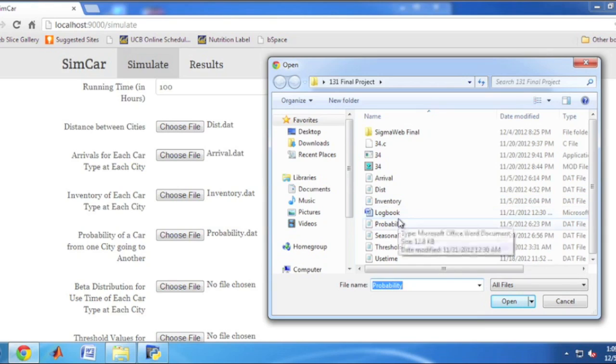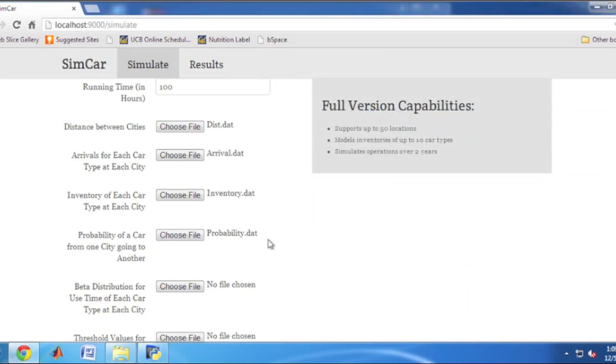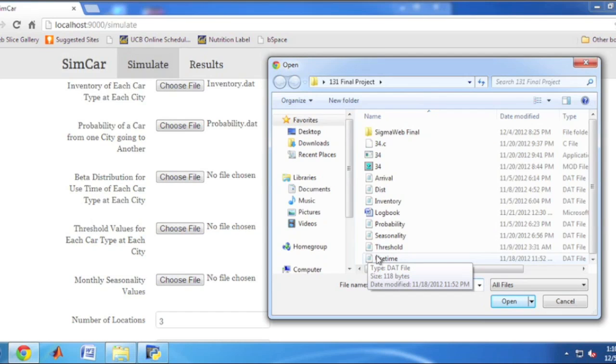Next, we input a transition matrix that displays the probability of a car being picked up at location I either returning back to location I or going on to a different location J. The use time is decided on the distance between two cities divided by the average speed plus a random number generated by a user-given beta distribution. If it returns to the same city, then the use time is simply a random number generated from the beta distribution.